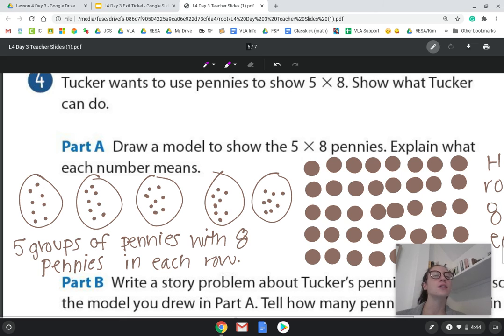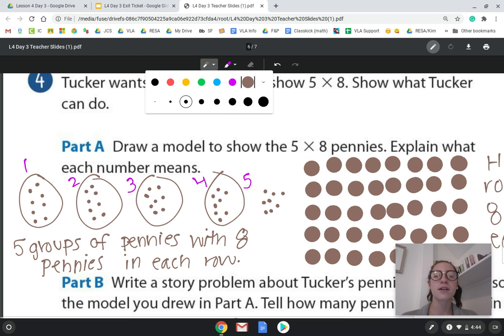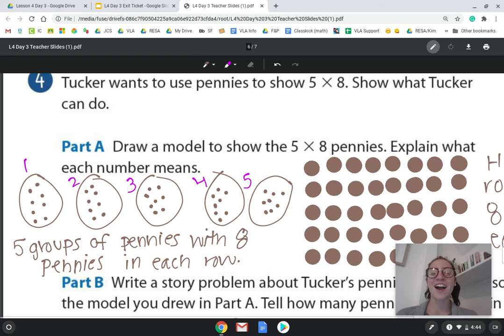Whatever it is you decided to do, maybe it was an array, you had to make sure that the first factor in your multiplication problem, which is 5, was how many groups or how many rows that you had. So if you decided to make groups of pennies, you would want to make sure that you had 5 groups. I accidentally erased one of my circles. Oh no, come back. There we go. Now, if you decided to use an array, you would have to make sure that you had 5 rows.